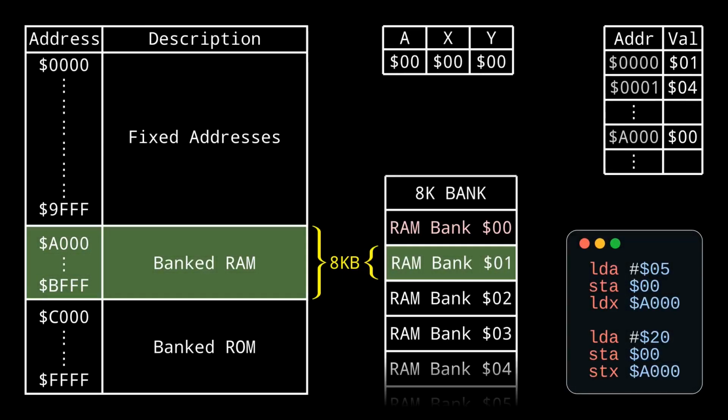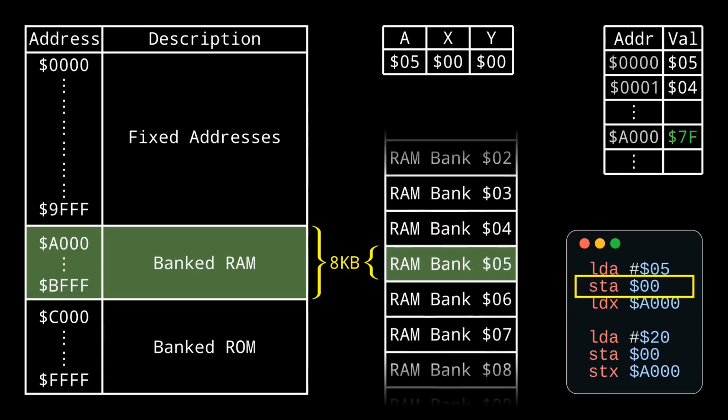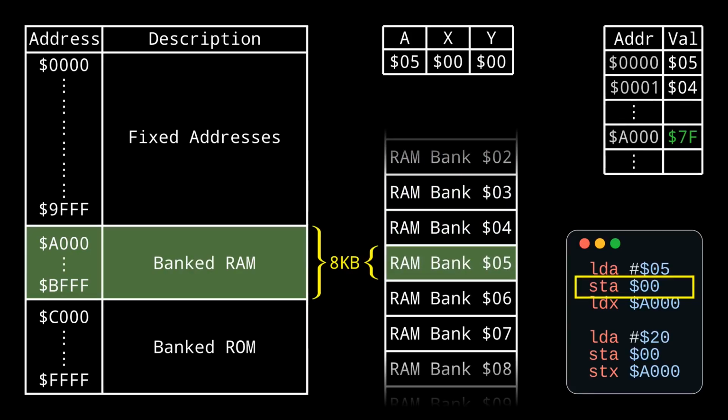Here's an illustration of some assembly language code that manipulates the RAM bank registers and ultimately transfers a byte in memory from one bank to another. Some of the CPU registers are shown at the top of the screen. We'll go over those in detail a little bit later in the video. First, we load the number 5 into the A register. Then we store the contents of the A register into memory address 0. This switches the active RAM bank to bank 5.